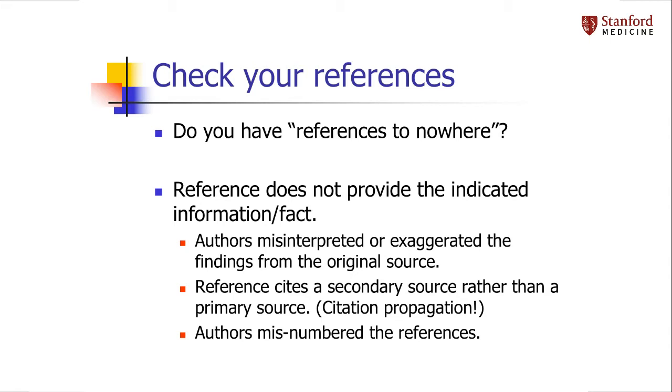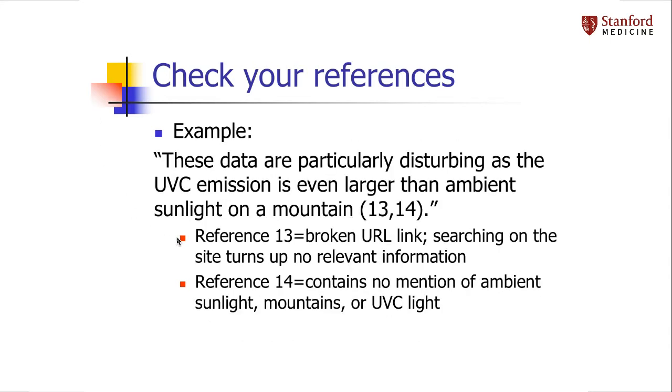And then sometimes authors just misnumber references, or they put the right reference in the wrong place in the paper. Using a reference manager program like EndNote can help avoid that kind of problem. But here's an example. I was writing about UVC light a few years back, and I was reading a paper. I got to this sentence: "These data are particularly disturbing as the UVC emission is even larger than ambient sunlight on a mountain." I was writing for a lay audience and I thought, great, this is a very easy comparison that anybody can understand, ambient light on a mountain.